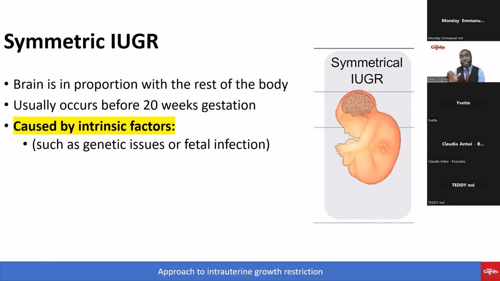Symmetric versus asymmetric. Likely that a child with the asymmetric IUGR may do better than the one with the symmetric IUGR. Symmetric IUGR, the brain is small, body is small. Asymmetric IUGR, brain is normal in size, body is small. Symmetric IUGR usually is as a result of factors which are affecting the pregnancy prior to 20 weeks. Asymmetric IUGR, usually factors which are affecting the pregnancy after 20 weeks.